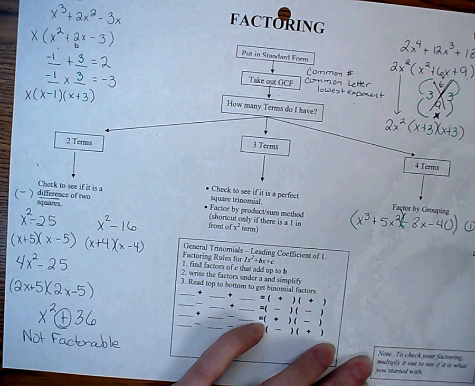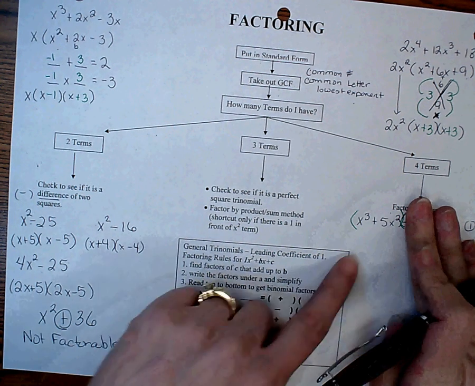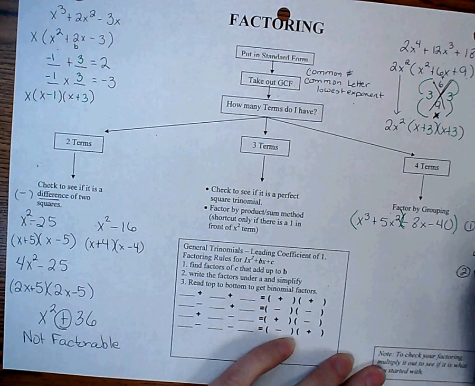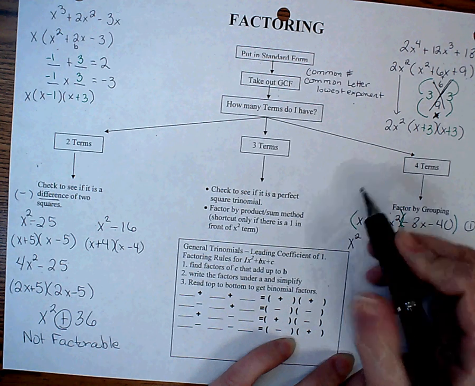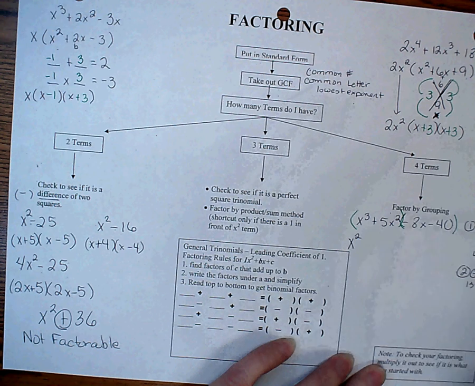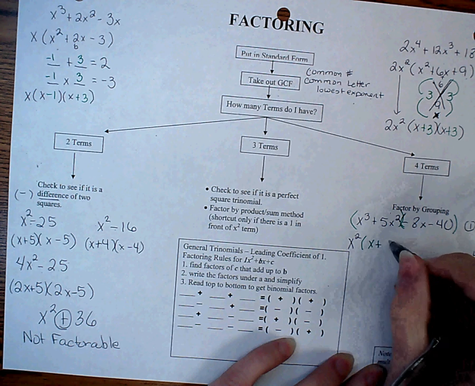That's all we're doing. Then if I ignore the parentheses, you'll notice I have a binomial and I have a GCF. I'm going to take the GCF of the first parentheses, which is going to be x squared, because I'm going back to the fact that I have a common letter and the lowest exponent is x squared. When I do that, I'm going to have x plus 5 left over.